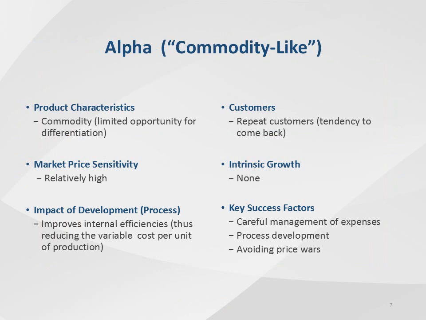Starting first with Alpha, it's a commodity-like product, very difficult to manage because it has very low profit margins. It's quite price sensitive to changes in price in the market. And as you can see, the impact of development is that it helps you to reduce your unit variable cost, helps you to become more efficient in your production. Many of the customers are repeat customers. Unfortunately, there is 0 intrinsic growth, and so it's a very tough product to manage.